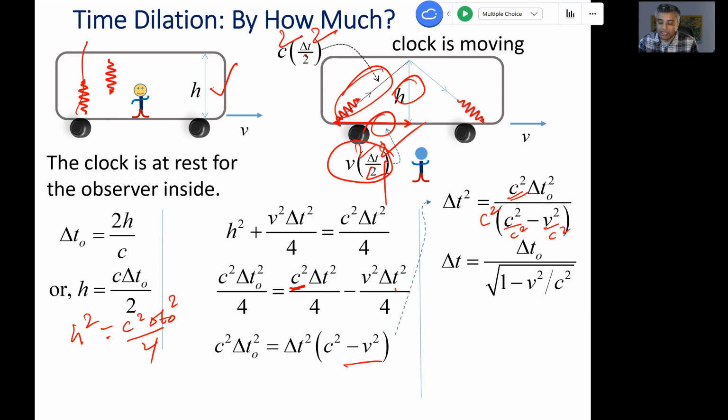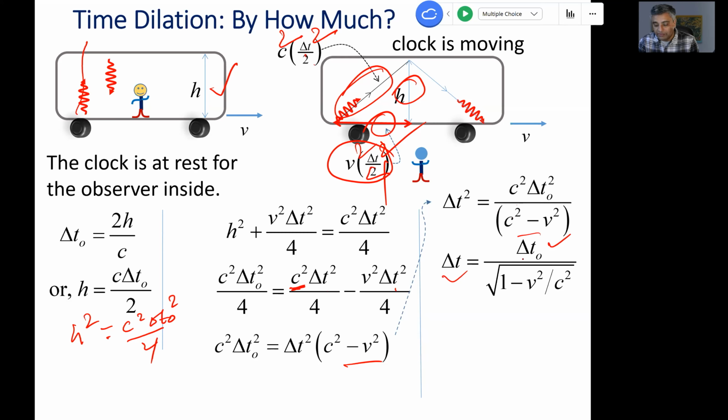When I do, what happens? This c square cancels with that. And this c square over this c square becomes 1. And that's what you see here. And this is v square over c square. Okay, that's that. And that's the relationship between these two different times.